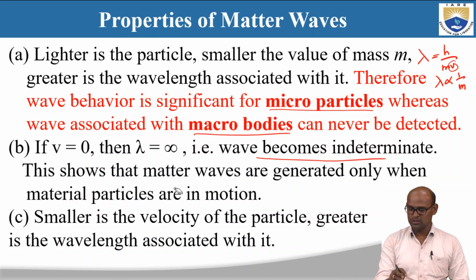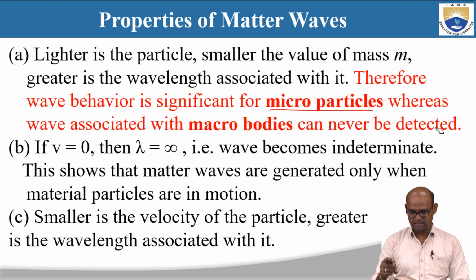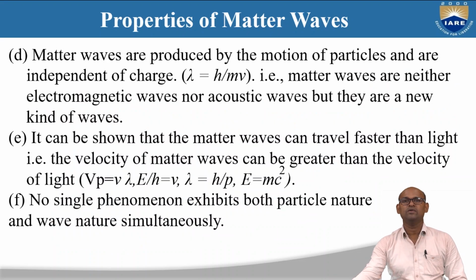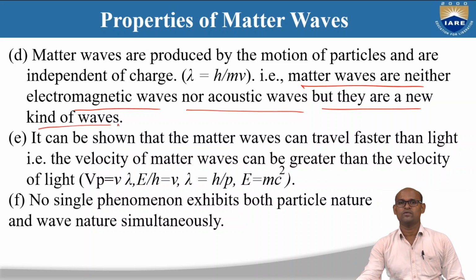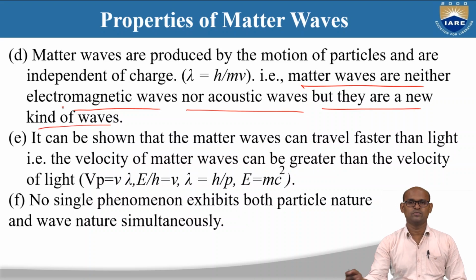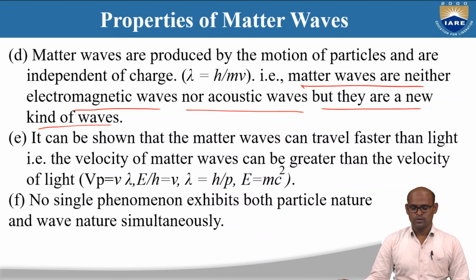Okay, so these are two important properties of matter waves. The third one is the same as the first one. Matter waves are produced by the motion of particles and are independent of charge. That means matter waves are neither electromagnetic waves nor acoustic waves, but a new kind of waves. So matter waves are not light. Electromagnetic waves means light waves. Matter waves are not light waves, not sound. Acoustic means sound waves. They are a new kind of waves, which are probability waves.